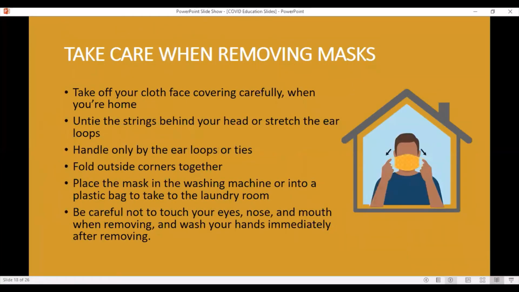When you get home, take off your cloth face covering carefully by untying the strings behind your head or stretching the ear loops. You should only handle your mask by the loops or ties. Once off your face, fold the outside corners of your mask together and place it in the washing machine or into a plastic bag to take to the laundry room. Be careful not to touch your eyes, nose, and mouth, and wash your hands immediately after removing your mask.